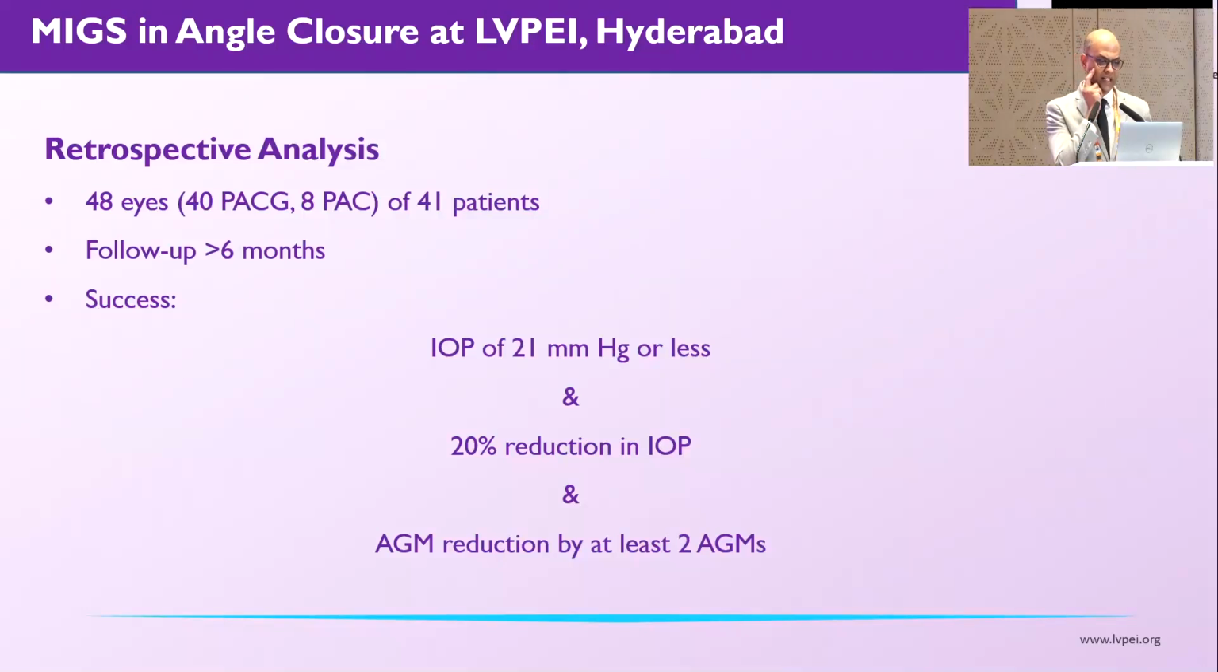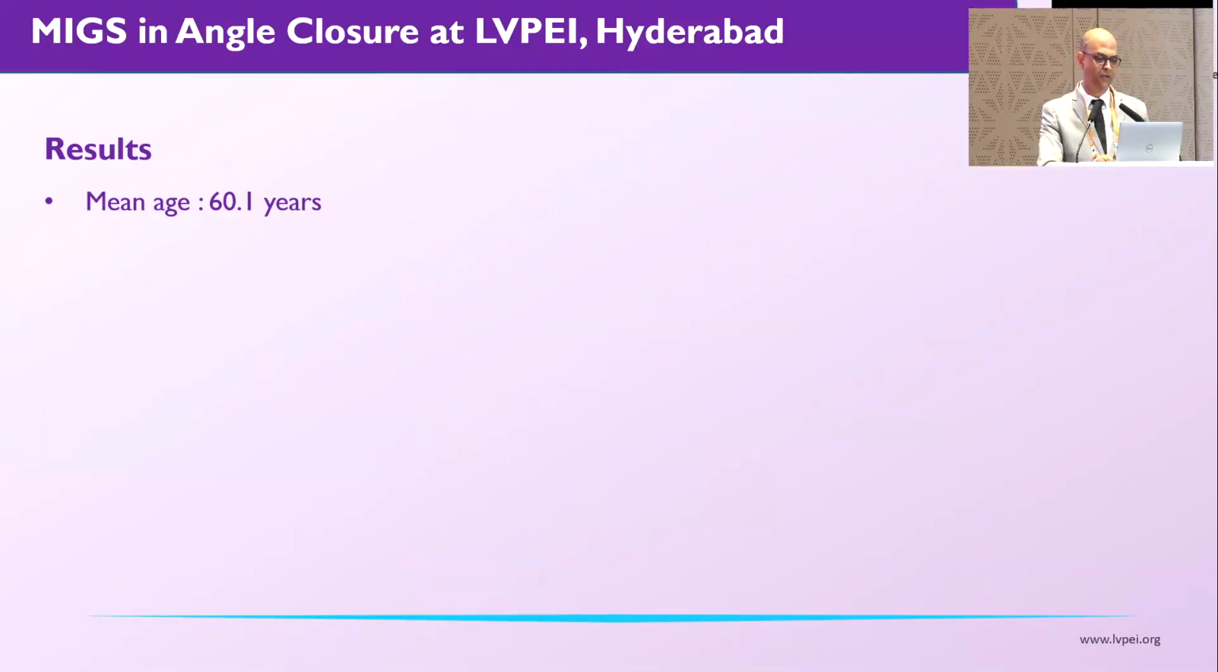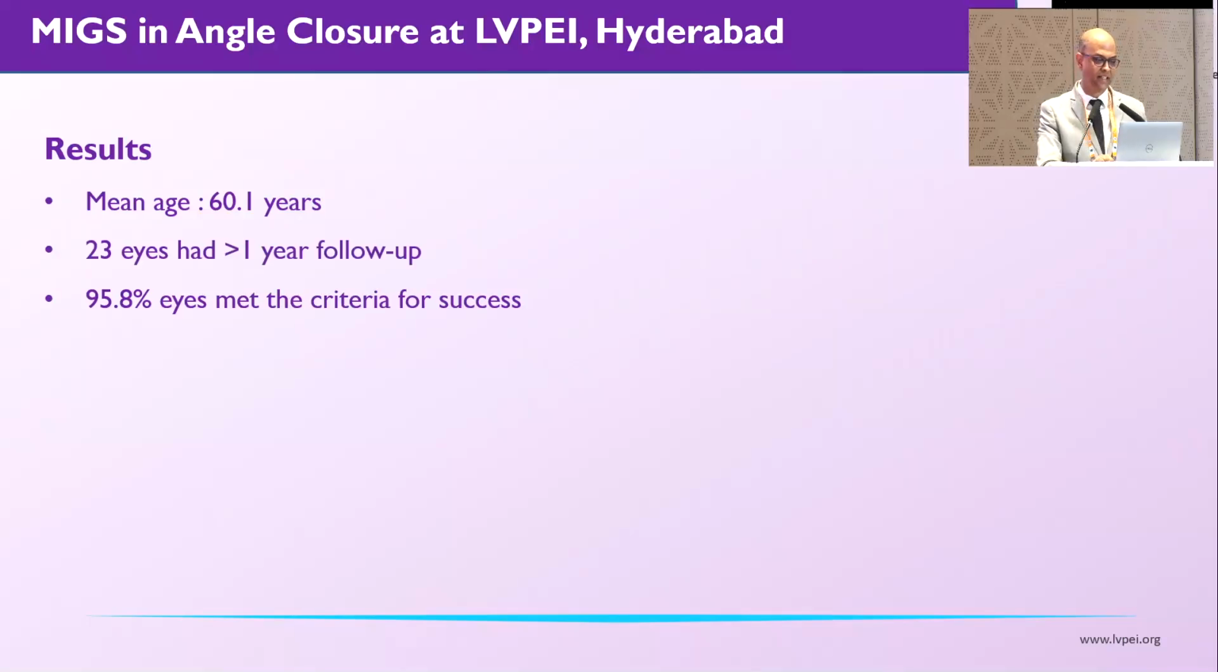And on retrospective analysis of 48 eyes who followed up for at least 6 months, the success was defined as 21 millimeters of mercury or less intraocular pressure, along with 20% reduction in IOP, along with reduction in 2 AGMs. So all these 3 criteria had to be fulfilled. And out of 48, 23 had greater than 1 year follow-up. 95.8% of the eyes met the success criteria. Most of them had combined phacoemulsification.